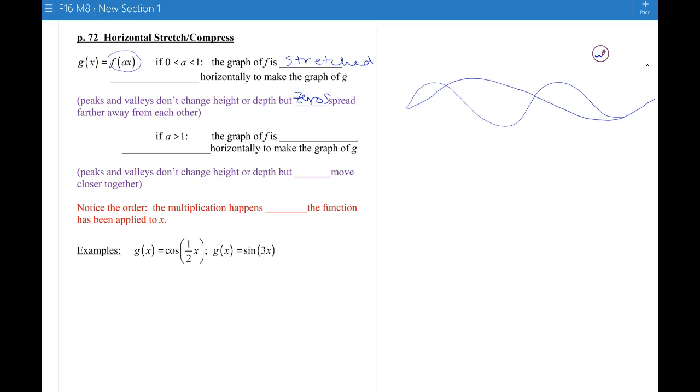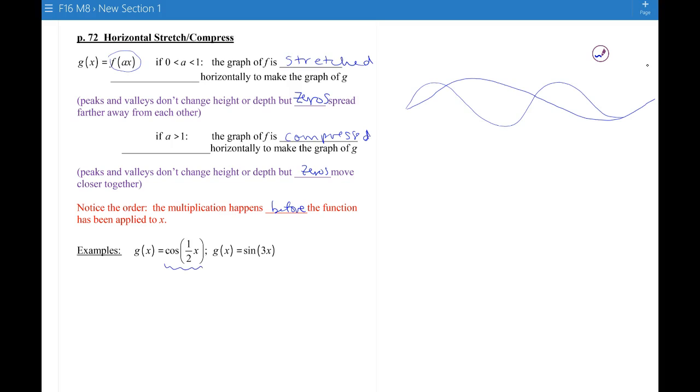apart from each other. If the a is bigger than 1, the graph of f is compressed horizontally to make the graph of g. So again, the peaks and valleys don't change height or depth, but the zeros move closer together. So again, notice the order. The multiplication happens before the function has been applied to the x.